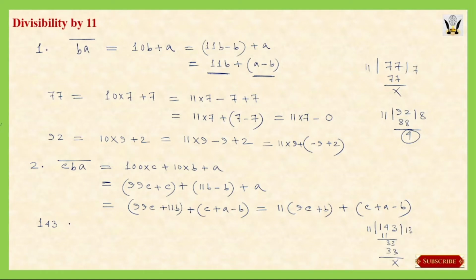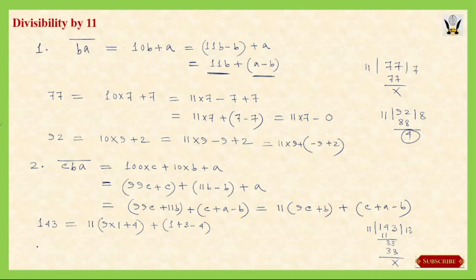Now if we go by this condition, it can be written as 11 multiplied by 9 times c. c means 1, so it will be 9 times 1, plus b, which is 4, and then here it will be c, which is 1, plus a, which is 3, minus b, which is 4. So this part is already divisible by 11, and from here we are getting 0. So when we add the digits of the first and third positions, and from that result of addition we subtract the digit at the second position, we get 0, and 11 multiplied by whatever, when we divide that result by 11, we will get this as quotient, and the remainder will be 0. So this number will be divisible by 11.